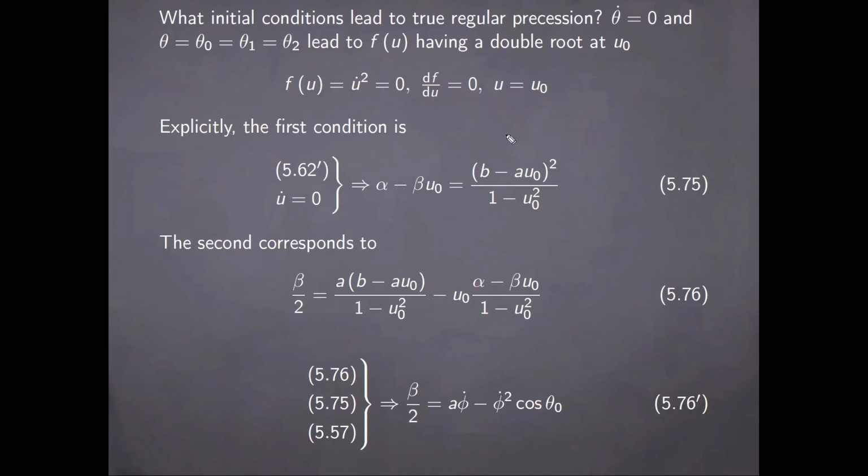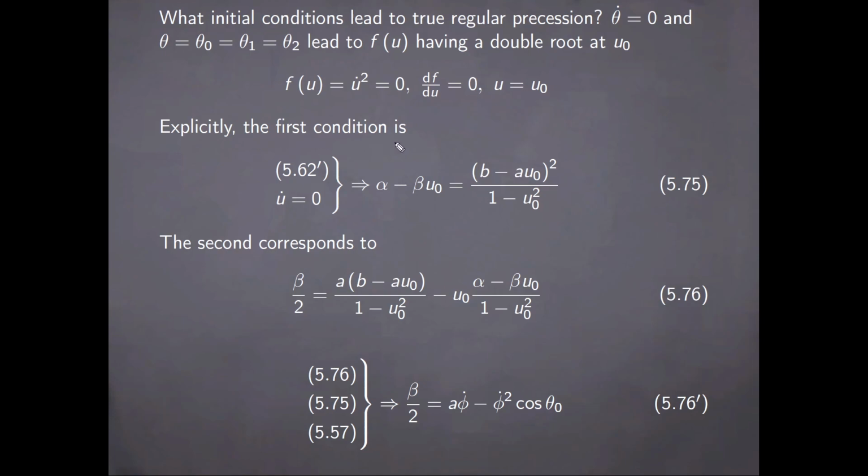Another question worth considering regards finding the initial conditions that lead to true regular precession. So this would be a dynamical regime where the nutation angle is rigorously fixed and its time derivative is always 0. So what these conditions lead to is the fact that the function f of u must have a double root at u0. So both the function and its derivative must vanish at this point.